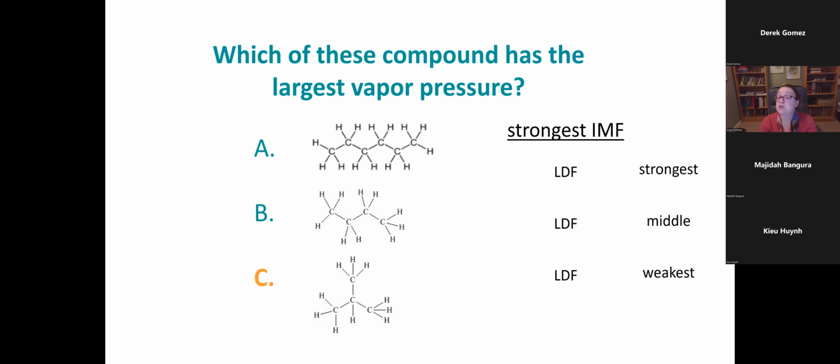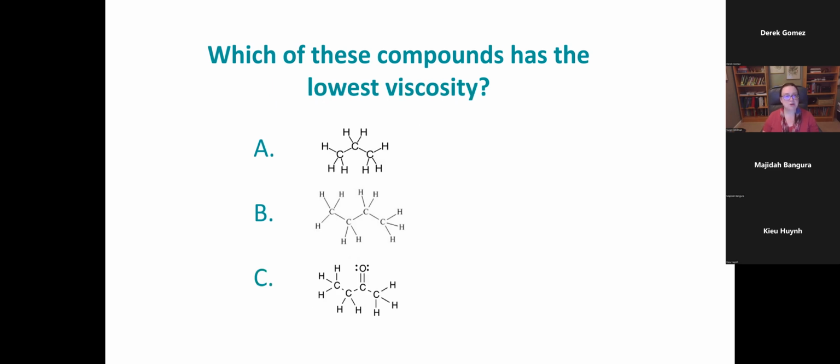Yeah, A is, right? It's got the strongest forces. That's the one that wants to stay together the most. So it's going to have the lowest vapor pressure. Not as many molecules are going to be up in the gas phase, making gas pressure, right? They're going to hang out together. Perfect. All right. Let's try another one here.